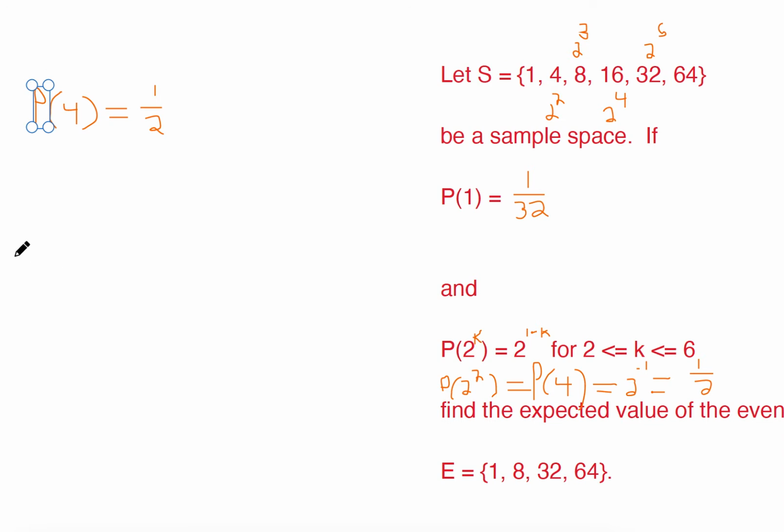Okay, and I'll show you the next one. We know the probability of getting a 1 is 1 out of 32. The probability of getting a 4 is 1 over 2. What's the probability of getting an 8? We're going to use that same formula. Well, we can rewrite 8 as 2 to the third power. So according to their formula, if you're trying to find the probability of 2 to some k, k is 3 right now. So we could say that's equal to 2 to the 1 minus 3 power.